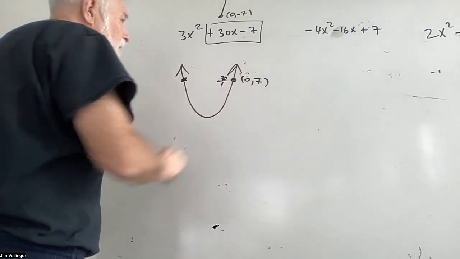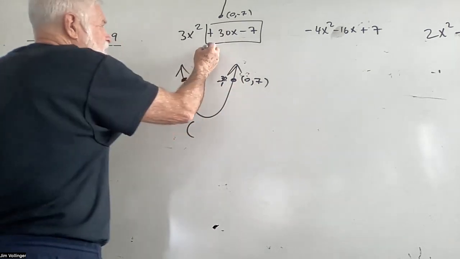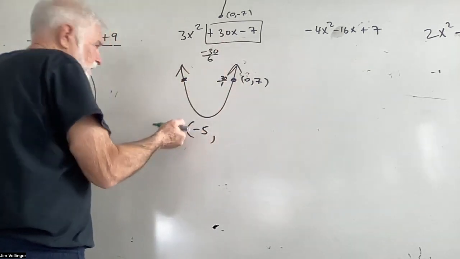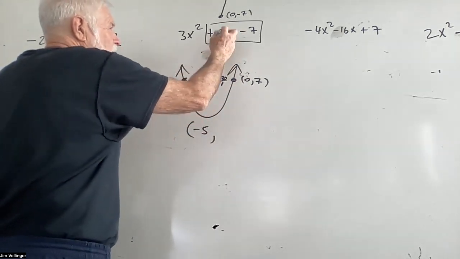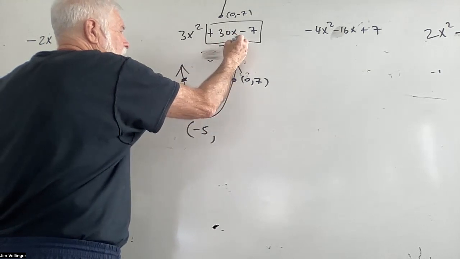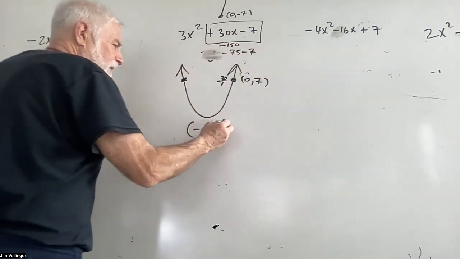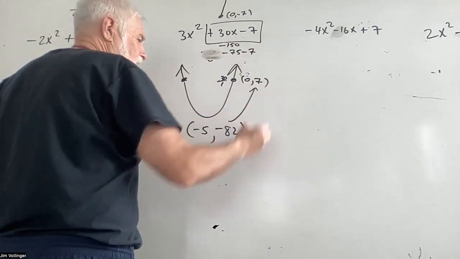We could prove that too. I know my x value is negative, but we'll do minus b over 2a. Minus 30 over 6, -5. We knew it was negative. If I put -5 in, taking the shortcut, I get -150, cutting it in half, -75 minus 7 gets me -82. And just to show one more time, -82 to 7.